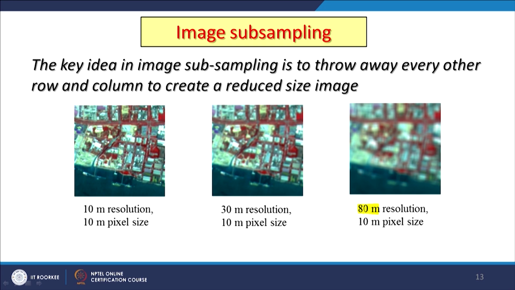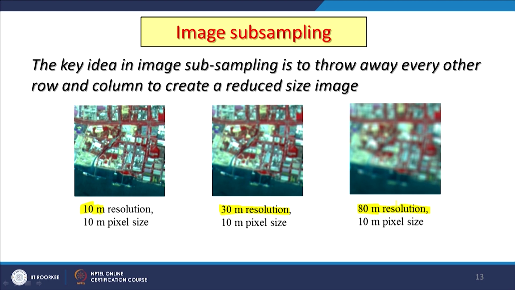The reduction is done by reducing the number of pixels in both directions, that is in row and column, creating a subsampled image. As an example here, using a 10 meter spatial resolution image, first it may be reduced to 30 meter resolution and then further. Let me remind you, this is not data compression. Data compression is a different thing.